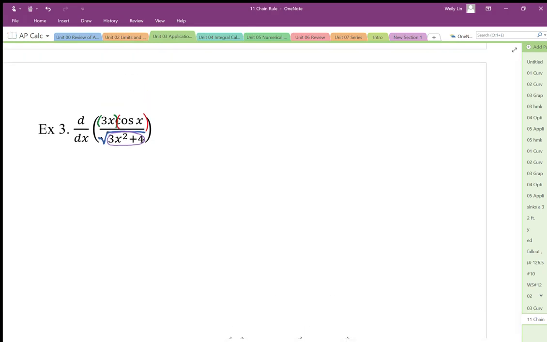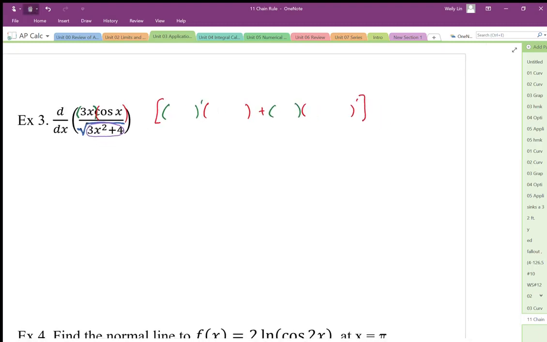Okay, so I'm going to first of all do this. I've got the derivative of the first term. I'm going to differentiate the numerator, and the derivative of the numerator is going to be product rule. So it's going to be the derivative of the first times the second plus the first undifferentiated times the derivative of the second. Okay, so there's my product rule. That's going to be the derivative of the numerator times the denominator undifferentiated.